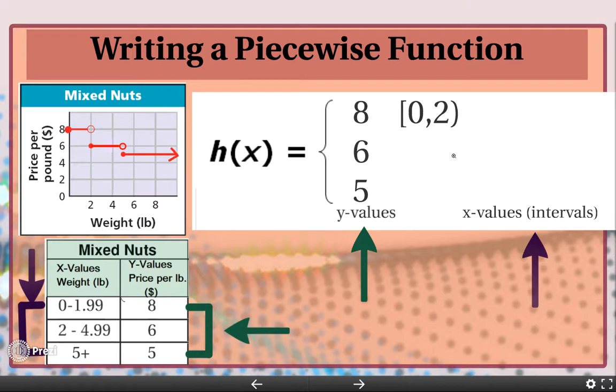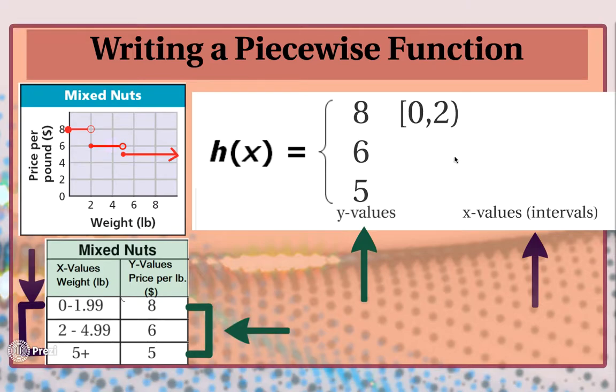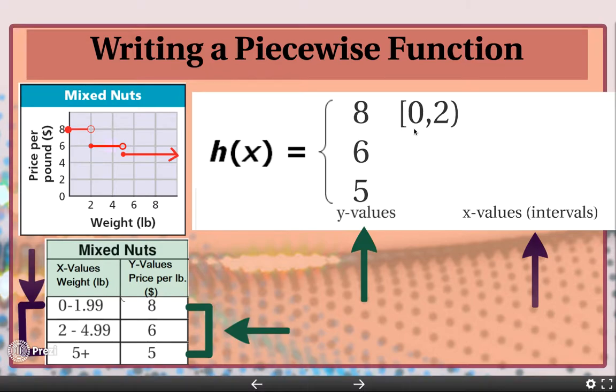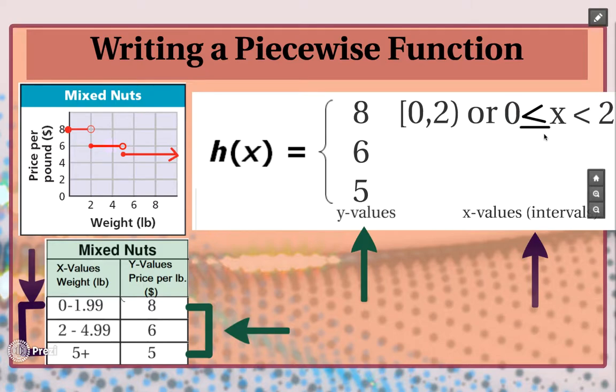Now, there's another way to write this notation, which is the one you're most likely to see when you have piecewise functions. Now, interval notation is good to practice because this will pop up in future sections. But with piecewise functions, the notation you're most likely to see is called inequality notation. So we have interval notation and inequality notation.